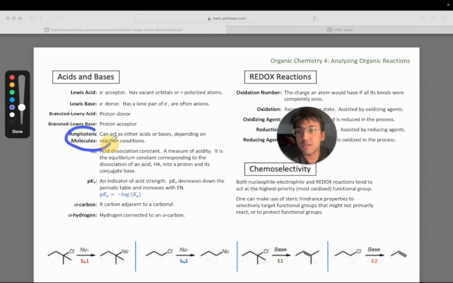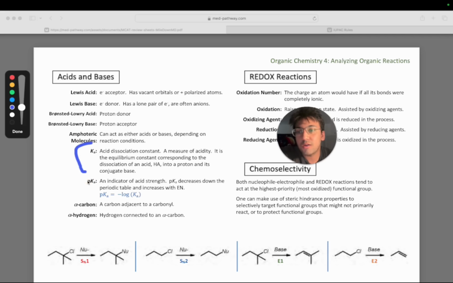Next, we have amphoteric molecules. These are things that can either be acids or bases. Things like HCO3-. This is mostly just a base, but maybe H2PO4 minus is a better one, right? That is an amphoteric molecule. It can either donate or accept protons. Those are amphoteric molecules.